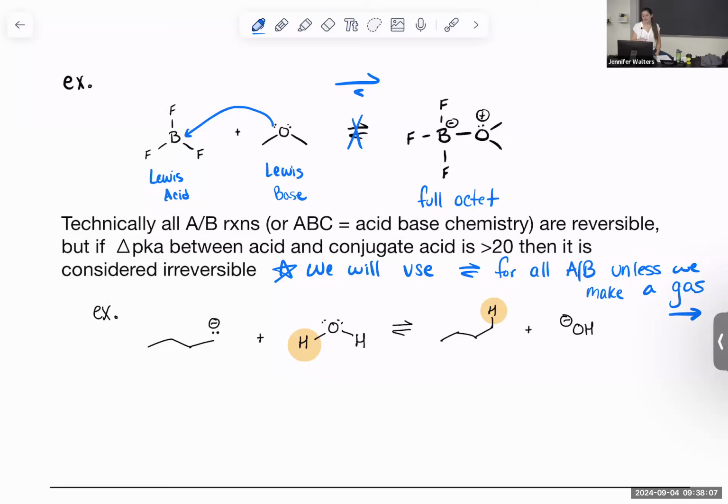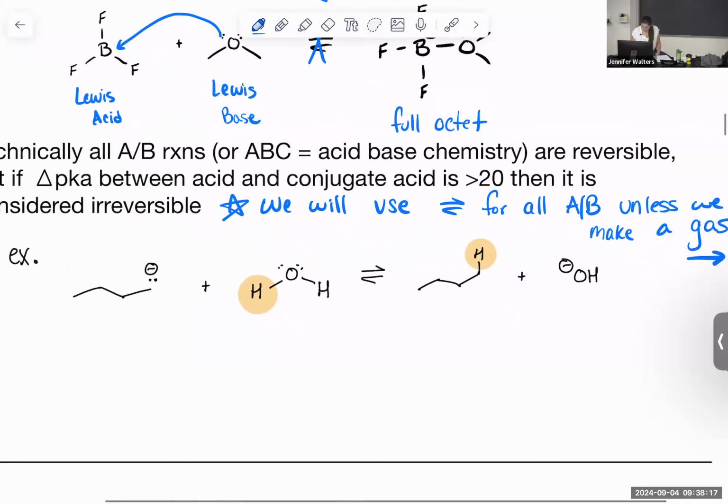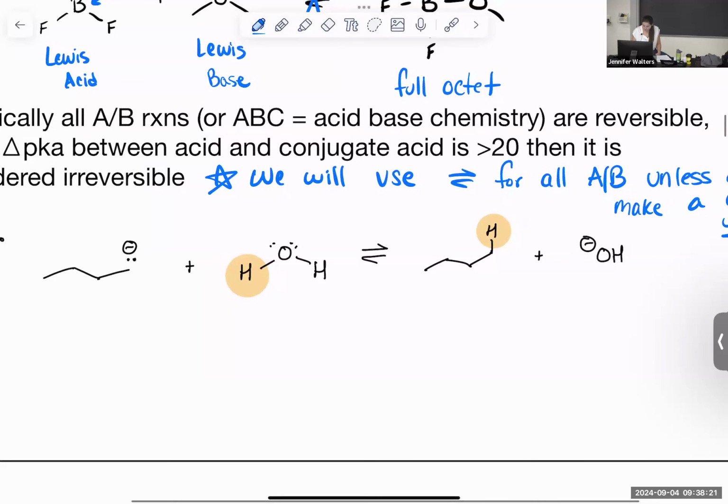For all of our acid-base reactions, we're going to use equilibrium arrows to remind ourselves that can always go backwards. Unless we have something as extreme as this. So this is one of the few cases where you could use a forward arrow. I'd be okay if you use equilibrium arrows because of my rule of just it's acid-base, so use equilibrium.